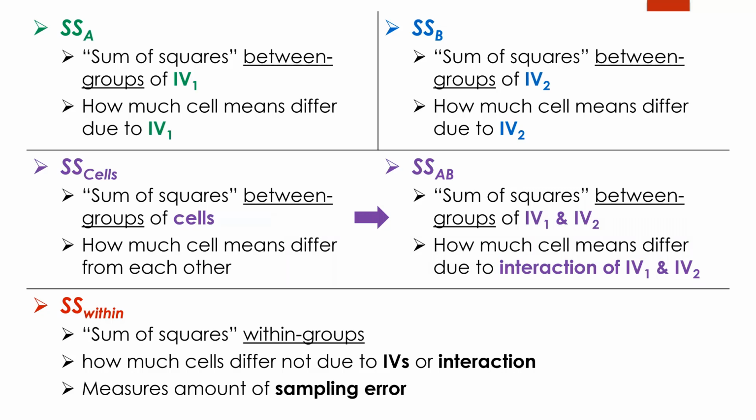That's calculated by using something called SS cells, which is essentially looking at the difference between the means of each cell that we saw on the table there. And then SS within is calculated across all the combinations, all the groups, and again, it always represents sampling error. So SSA represents how much the cell means differ due to the first independent variable. SSB is how much they differ due to the second independent variable. And the interaction, SSAB, is how much they differ due to the combination of A and B.